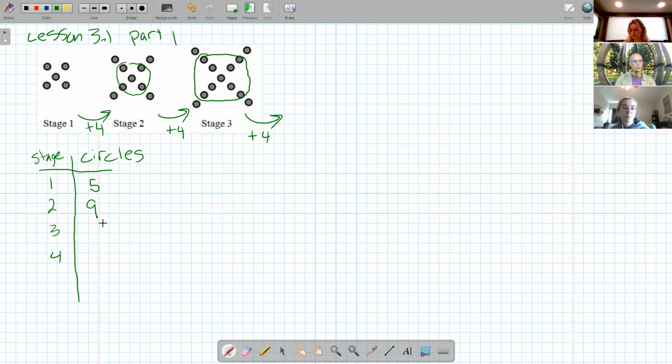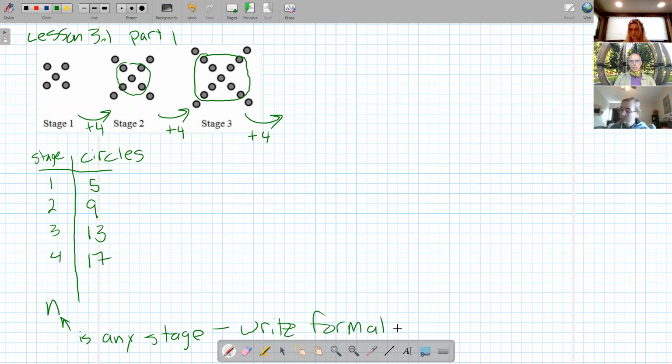Okay, so I could draw the next picture, but I think I'm going to choose not to. So what's 9 plus 4 on a good day? That's 13. Yeah. So the next one would have 17. And I could keep going if I wanted to. Ultimately, what I want is a formula in n, which means a formula where n could be any of these numbers. So n is any stage. So I have to write a formula.